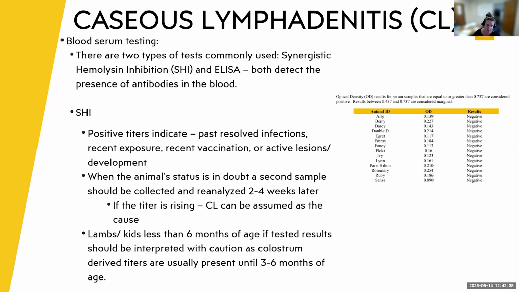Lambs and kids less than 6 months of age, if tested, results should be interpreted with caution, as colostrum-derived titers are usually present until 3 to 6 months of age. So really, it's probably not recommended to test lambs and kids of less than 6 months of age unless you're selling them and would like to know their status at that point in time. It's better to wait until they're a little bit older to have a more accurate result.